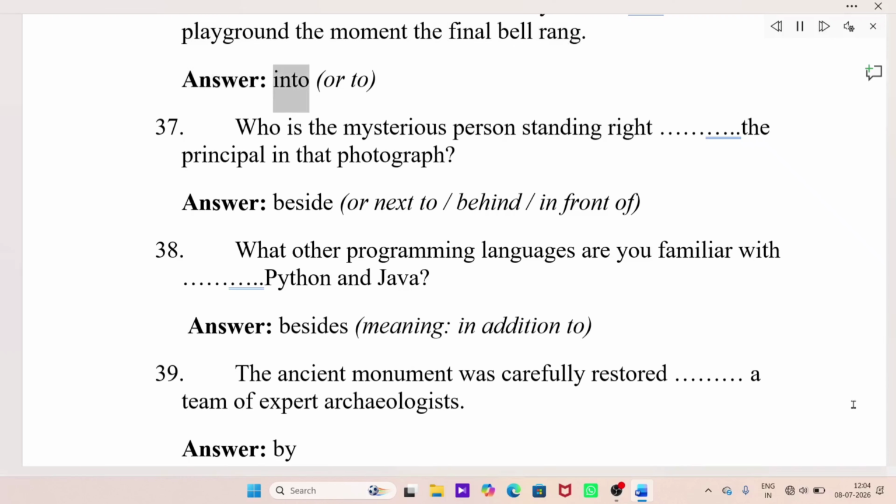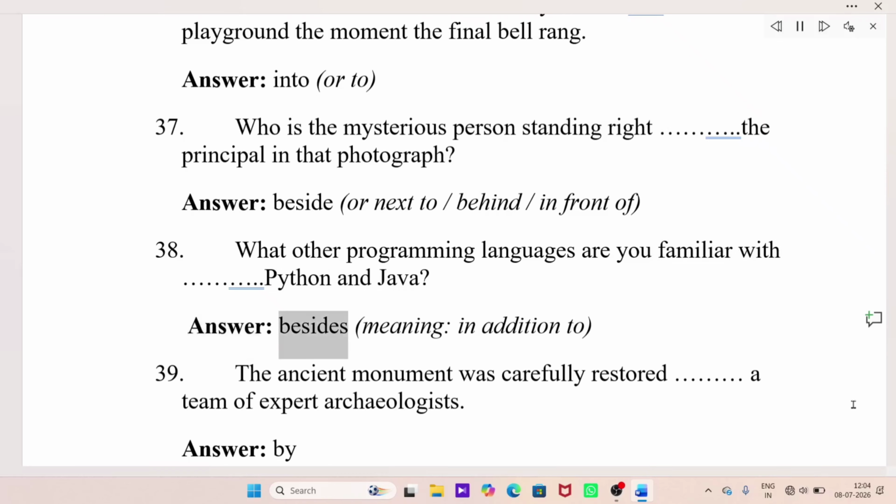Answer: into or to. Who is the mysterious person standing right ___ the principal in that photograph? Answer: beside, or next to / behind / in front of. What other programming languages are you familiar with? ___ Python and Java.